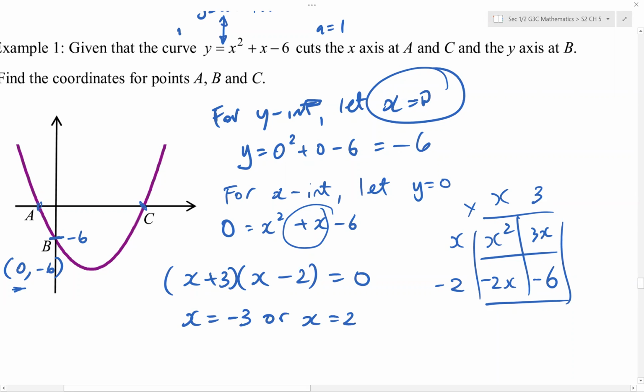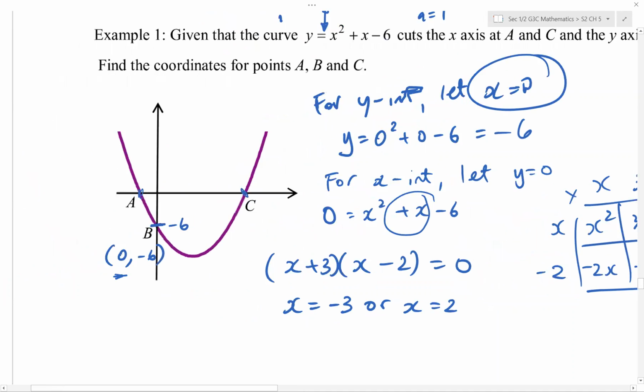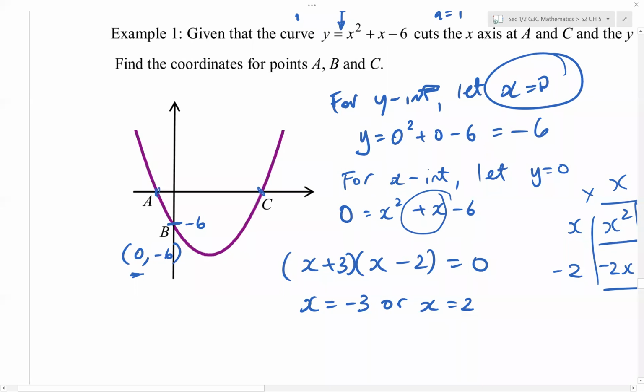That's it for solving, for finding the intercept. So we have the coordinates of A, we need to put the negative for the left-hand side: -3. This has an x value of -3, this has an x value of 2. So A is (-3, 0), and C will be (2, 0).